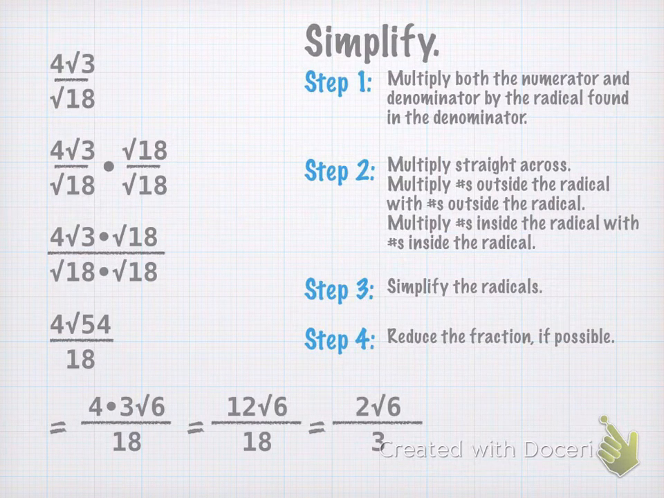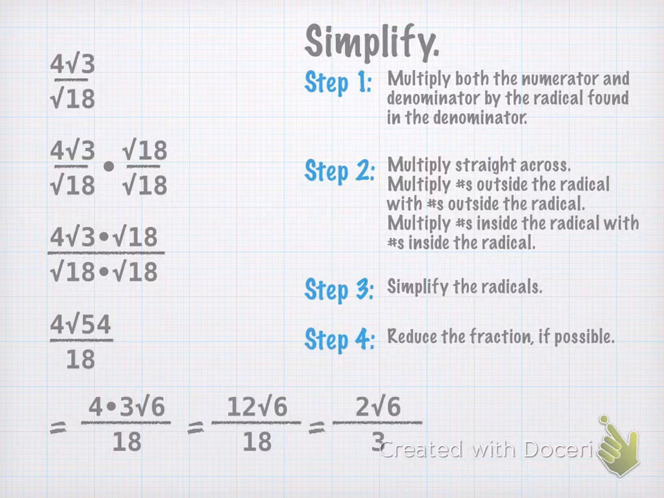In this next example you are asked to simplify 4 square roots of 3 over the square root of 18. Step 1, multiply the numerator and the denominator by the radical found in the denominator. The square root of 18 is in the denominator, so we're going to multiply the top and the bottom by the square root of 18.